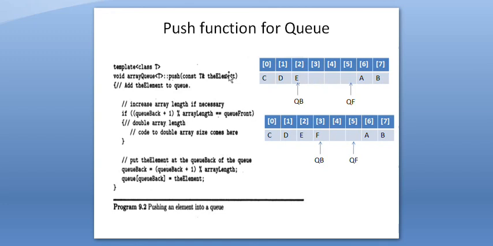So now F is the element. First you will check this condition. This condition could be avoided now, because it is used only if the capacity of the queue is full, then only you are supposed to double the array.